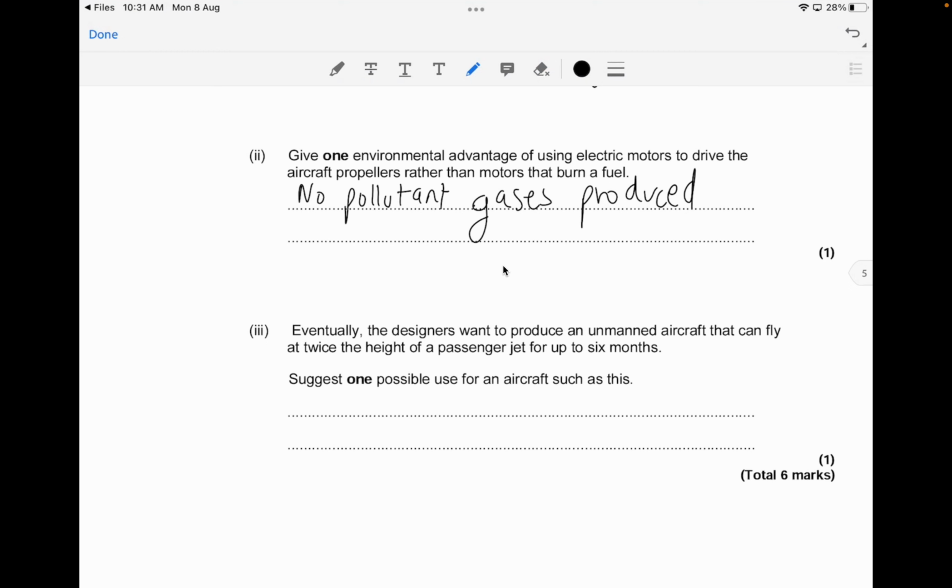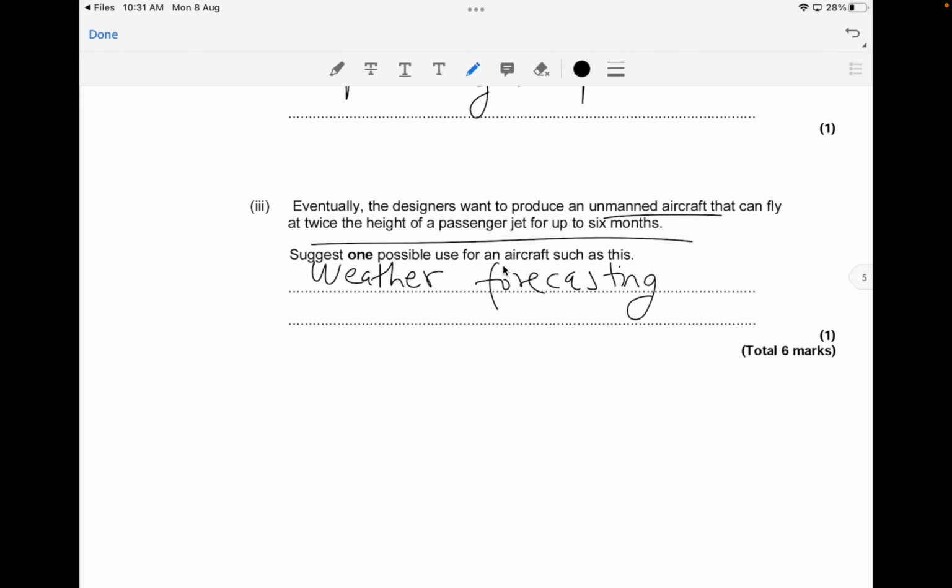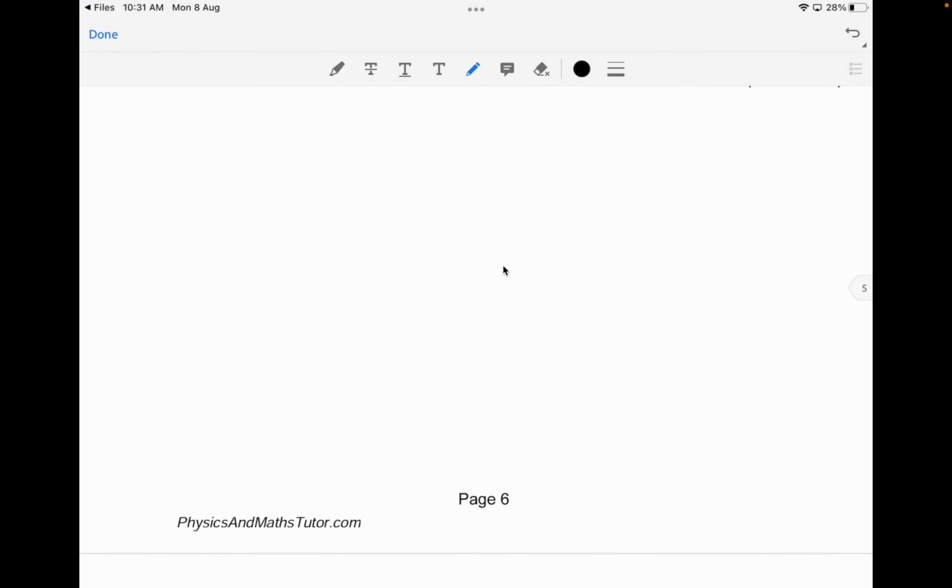So on the third question. Eventually, the designers want to produce an unmanned aircraft that can fly at twice the height of a passenger jet for about 6 months. So give just one possible use for an aircraft such as this. Why they want this type of aircraft is, we can say, maybe for weather forecasting, so that it can fly twice as high as the height of the passenger jet. It could be for analyzing weather, so you can mention that it's for weather forecasting. Or it can be mentioned for spying or to map the Earth's surface. It depends. Or it could be used as a satellite itself. So that's 1 mark. You guys can write down. So 12 questions for about 6 marks. Let's move on to the next question.